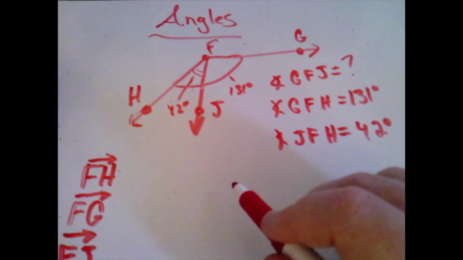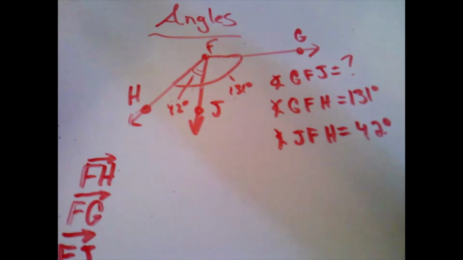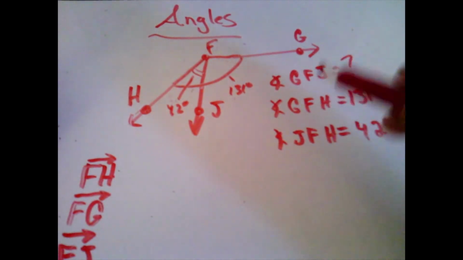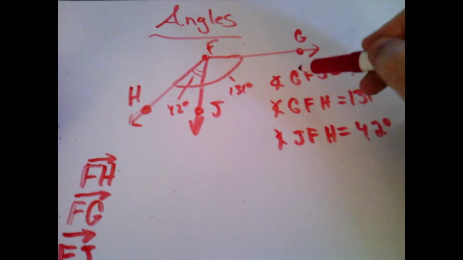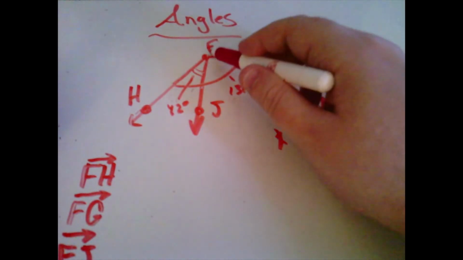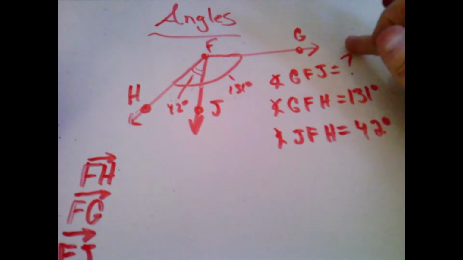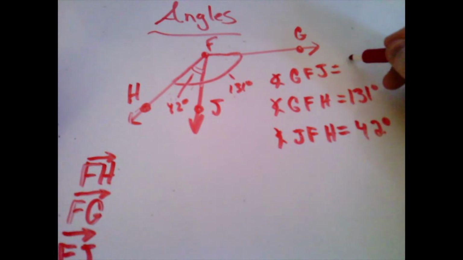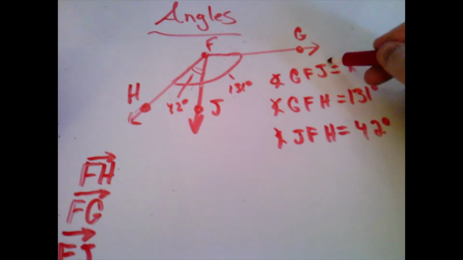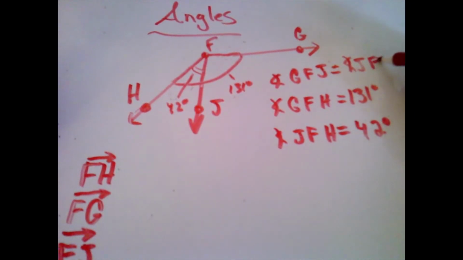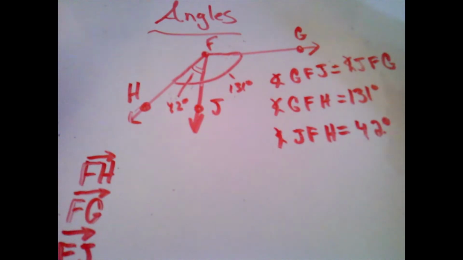Okay, our goal is to find out what angle JFG is, or another way of saying it, what is angle GFJ? It's the same thing, and I'll write that here just so you can see. Angle GFJ is equal to angle JFG. It's more than just congruent because it's the same angle.